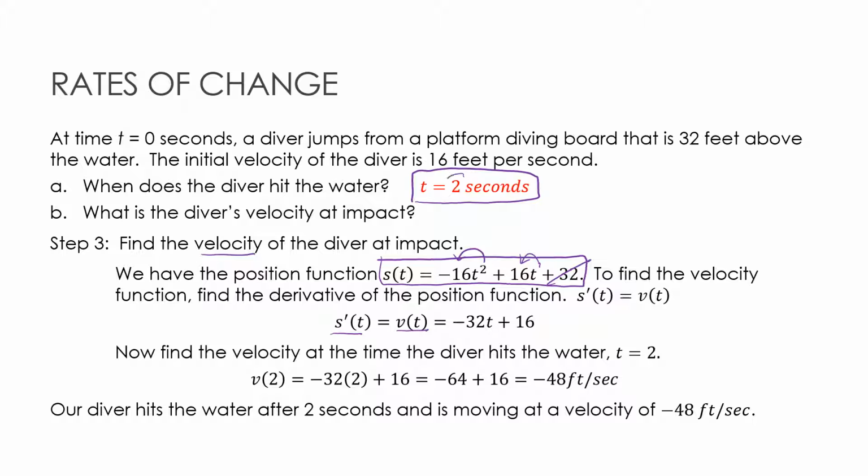Now I need to find that at 2 seconds. So now I'm just finding v of 2, which turns into negative 48 feet per second. So our diver hits the water after 2 seconds and is moving at a velocity of negative 48 feet per second.